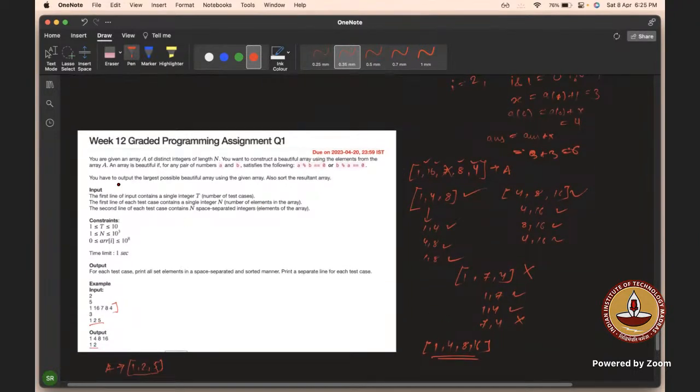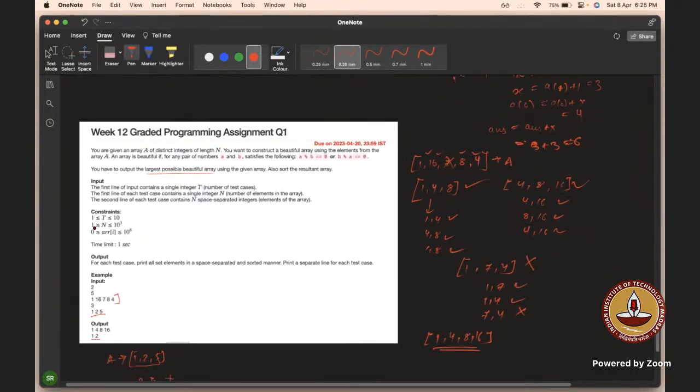Now this is what you have to do, right? You have to output the largest possible beautiful array using the given array, and the constraints are given to you. The number of test cases can range from 1 to 10. The length of the array can be from 1 to 10 power 3, and each element can range from 0 to 10 power 8. The time limit is 1 second. That's 10 power 8 iterations.